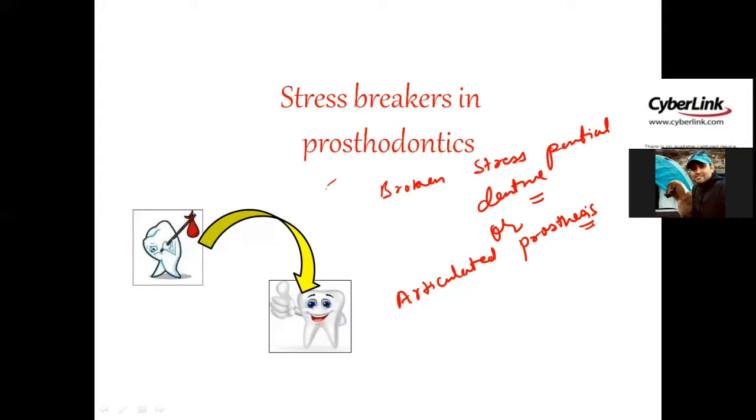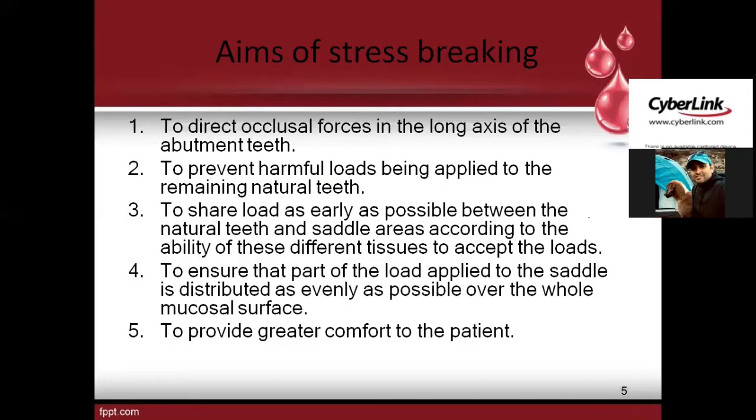It is something like a hinge joint placed within the denture framework, which allows the two parts of the framework on either side of the joint to move freely. So, what is the aim of stress breaking?